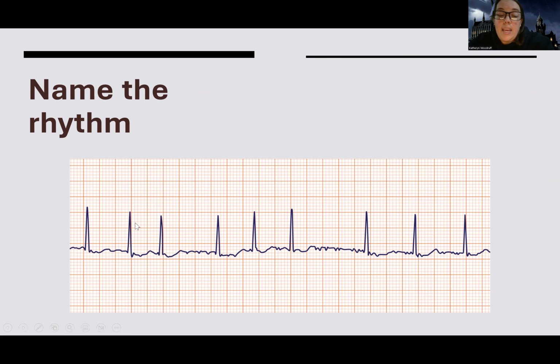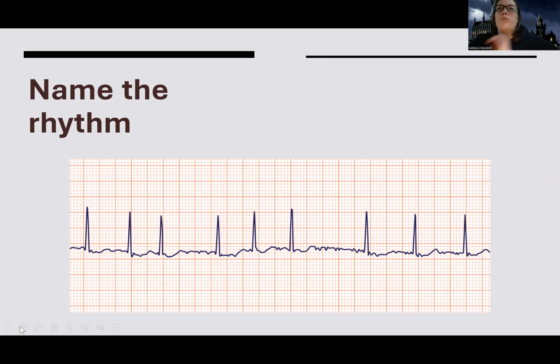I have a skinny QRS, so it means I have to have a top of the heart problem. I only have 3 choices for rhythms here: AFib, A-flutter, or SVT. So I have a skinny rhythm that's irregular at top of the heart. The only one that's irregular with a skinny QRS is going to be AFib. Yes, it could be flutter too, but with the fibrillatory waves, it's going to be AFib.